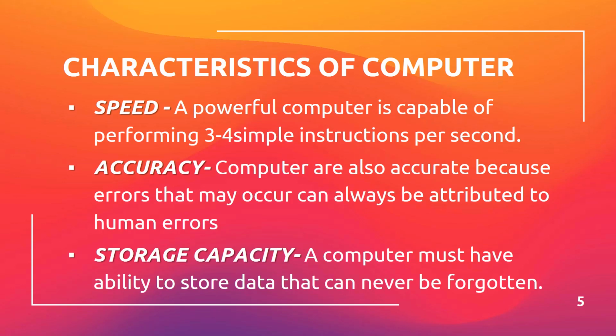A computer must have speed when it functions. A powerful computer is capable of performing 3 to 4 simple instructions per second. It means what? To take 3 to 4 simple instructions or any information, or take 3 or 4 pieces of information per second.